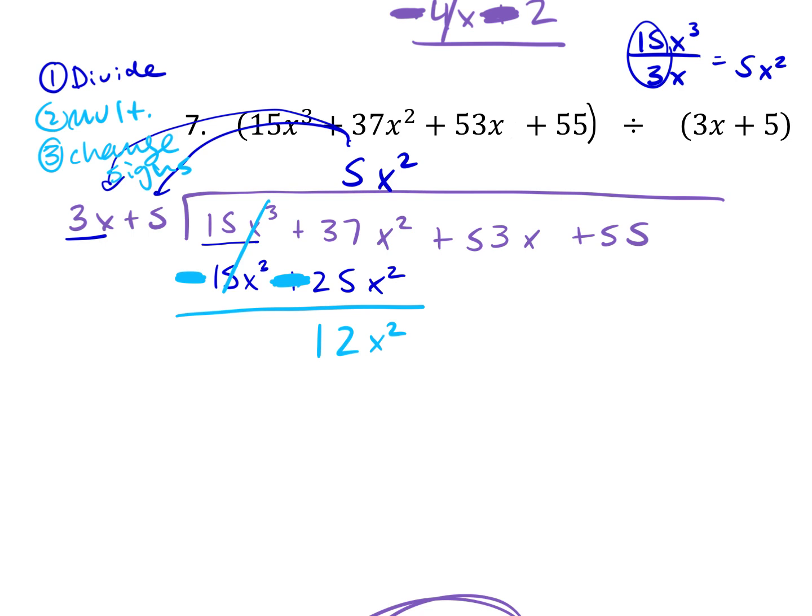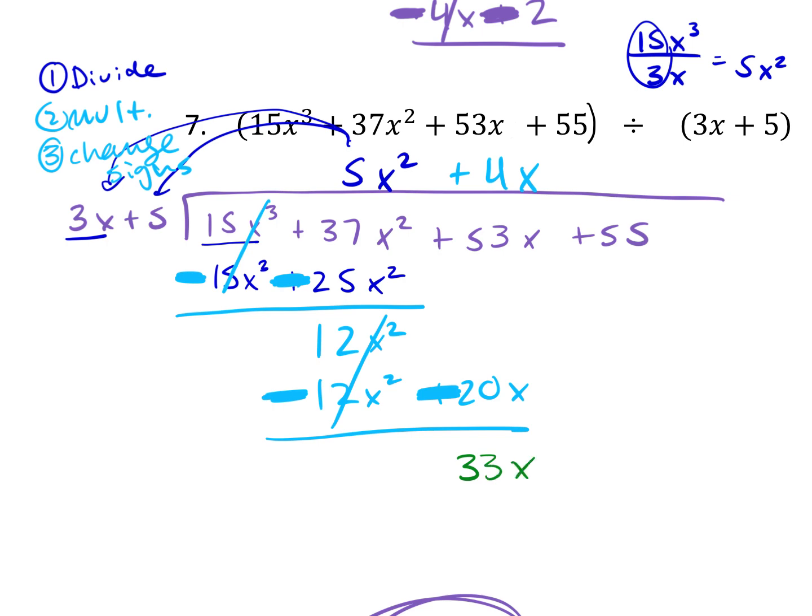What is 12x squared divided by 3x? 4x. After we divide, we multiply. So we get 12x squared plus 20x. Change the signs and combine. The 12x squareds cancel. What is 53x minus 20x? 33x. What's next?